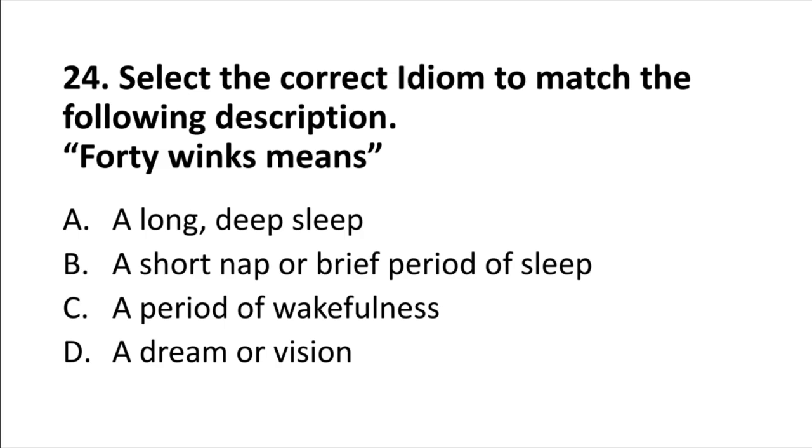MCQ number 24. Again an idiom. Forty winks means option A, a long deep sleep. Option B, a short nap or brief period of sleep. Option C, a period of wakefulness. Option D, a dreamer vision. And the correct one is option B.